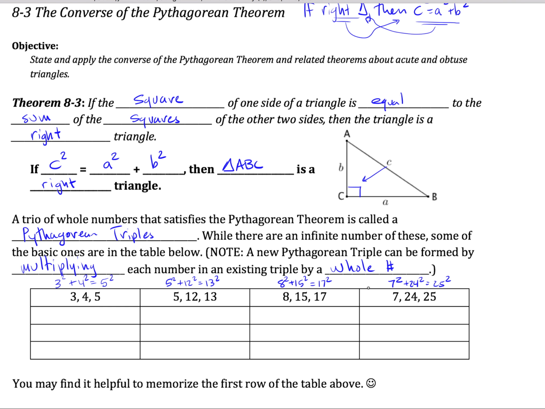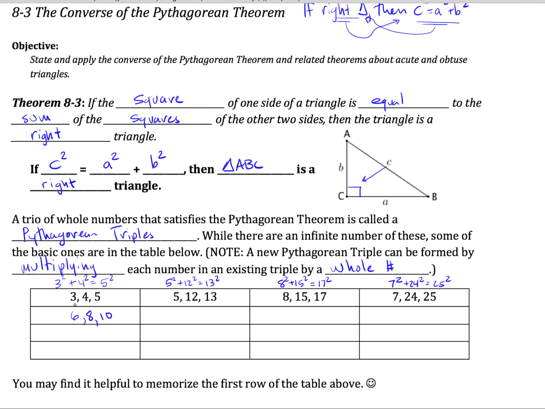Technically a positive whole number is what you'd be looking for here, but I'll just say a whole number. So in other words, we can take 3, 4, and 5 and multiply each one of those by 2, and you would have 6, 8, and 10. And that's a Pythagorean triple. 6 squared plus 8 squared equals 10 squared.